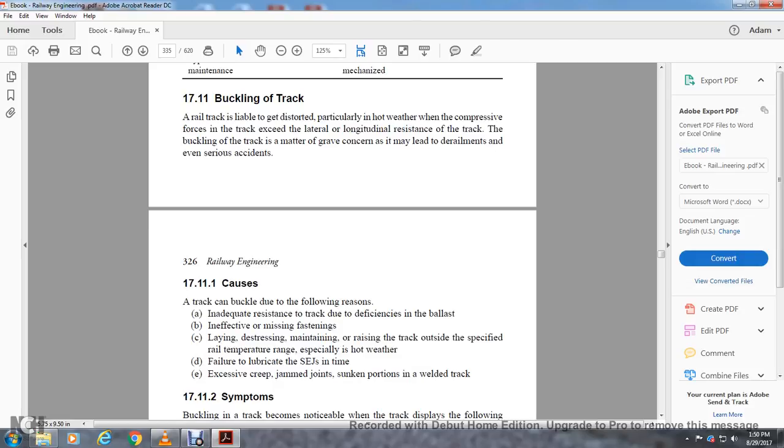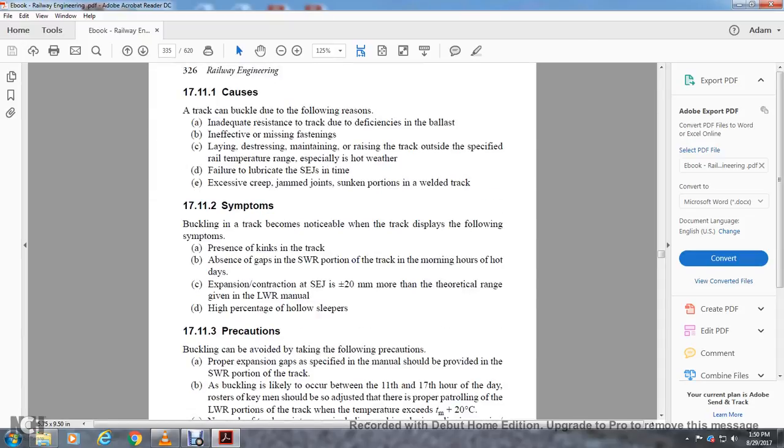17.11.1 Track can be buckled due to the following reasons: inadequate resistance of track due to deficient ballast, ineffective or missing fastenings; maintenance, distressing or raising of the track outside of the specified rail temperature range, especially in hot weather; failure to lubricate the switch expansion joints in time; excessive creep; jammed joints; and the suction portion of the welded track.